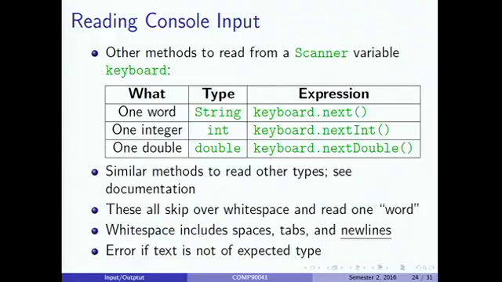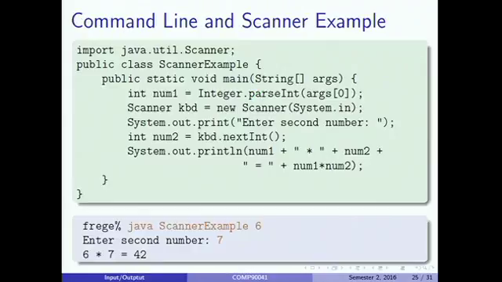And also, white space includes new lines. So if you call nextInt and then call nextInt again, it'll read them on the same line separated by spaces, or on two separate lines, or separated by a bunch of spaces and a bunch of lines. It'll still read them. And then, of course, it's an error if you write ABCD and call nextInt. It's not an int. What could it possibly return? Okay, so here's an example.